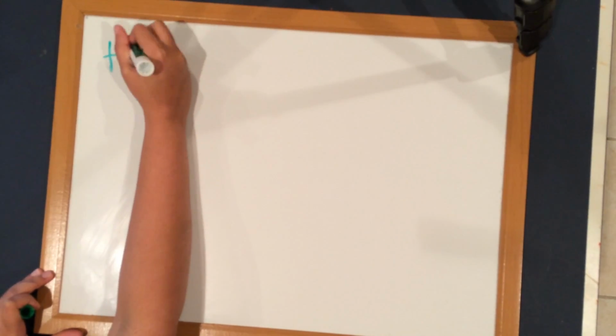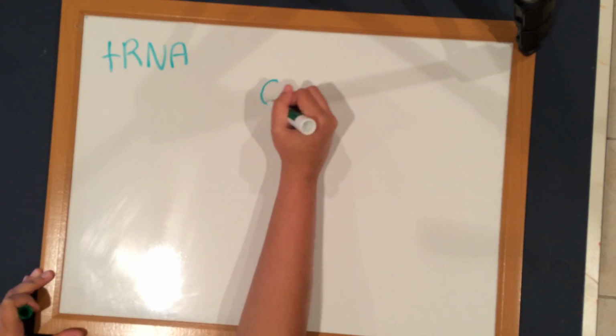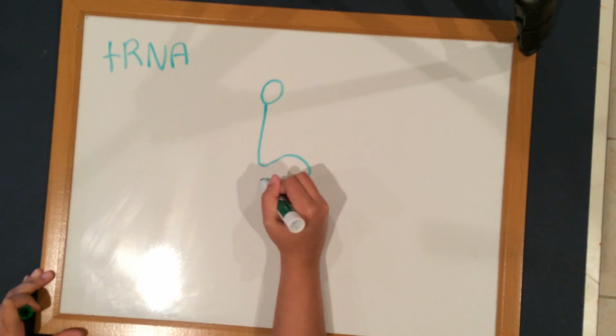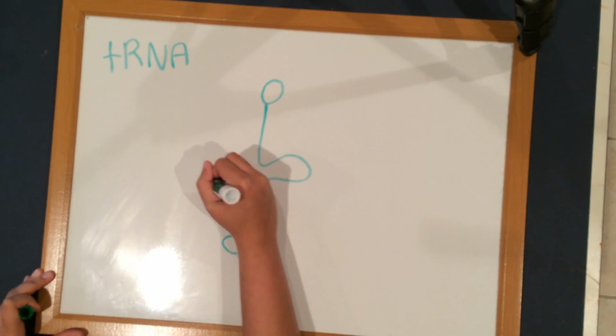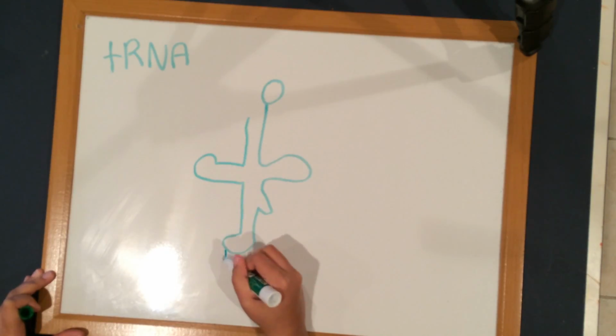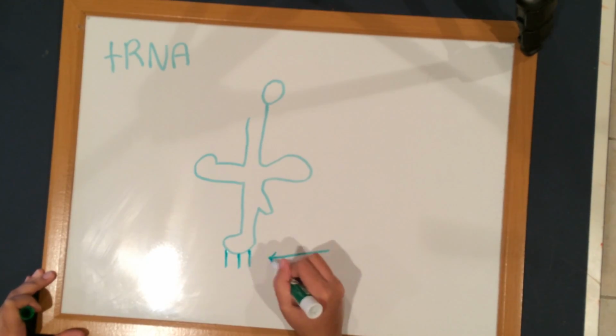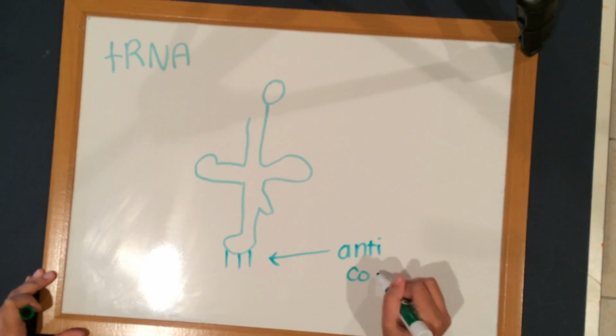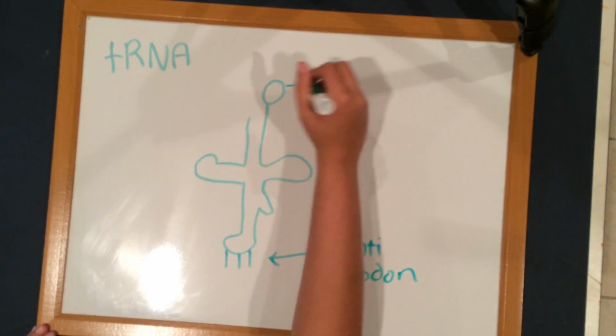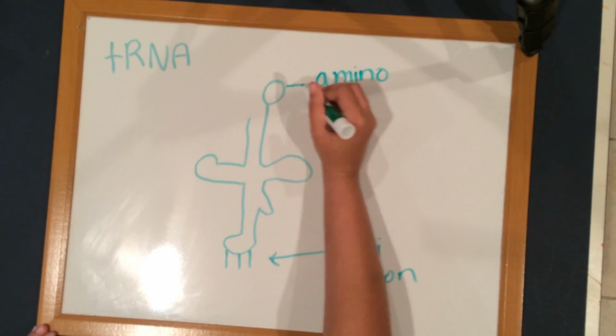tRNAs are short single-stranded RNAs of about 74 to 95 nucleotides. Each tRNA has an anticodon that is complementary to an mRNA codon. It is covalently coupled to a specific amino acid and is used in the process of translation to create polypeptides.